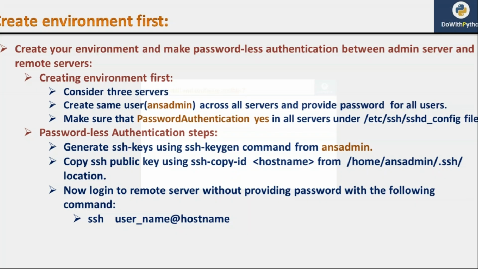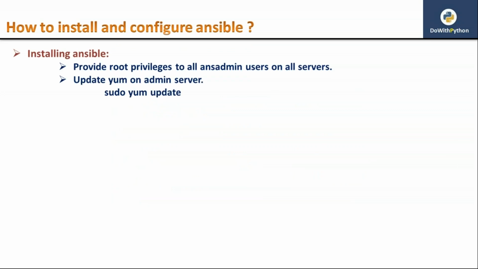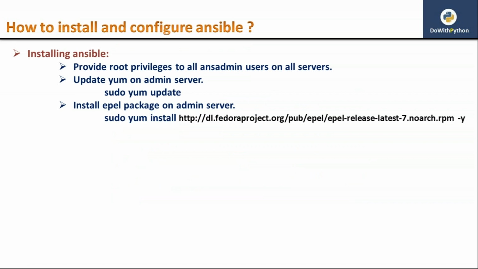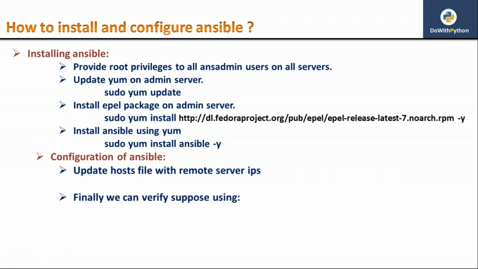That's it. Then how to configure? Just install your Ansible. You know that by default, if you are going with a RHEL server, there is no Ansible package in the yum repo. That's why you are going to add the EPEL package on your host. Then from that you can install your Ansible using this command.